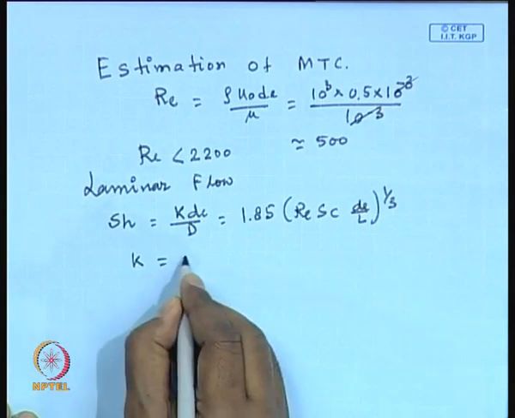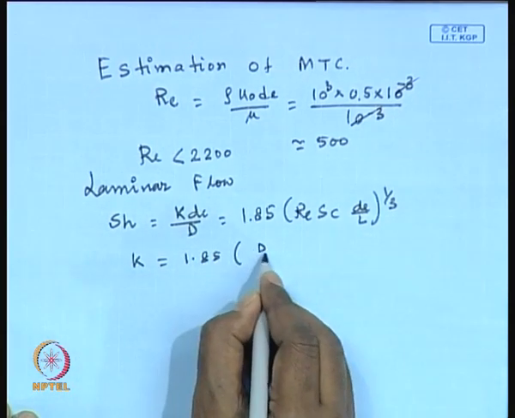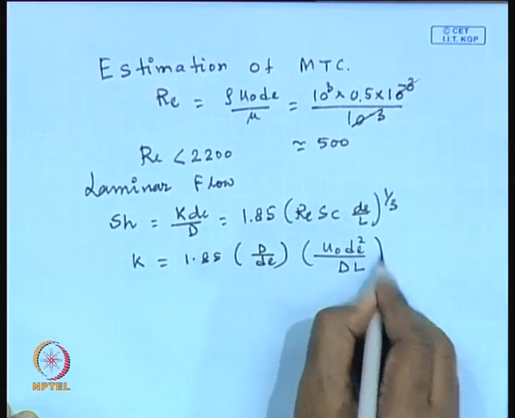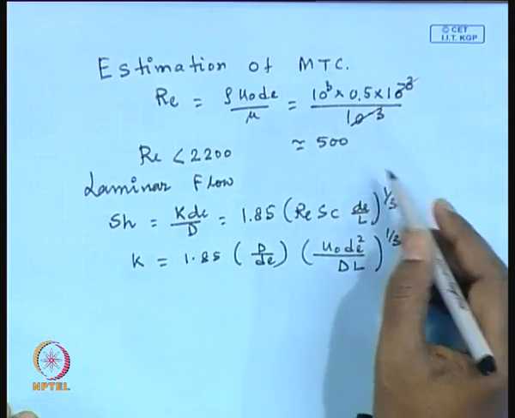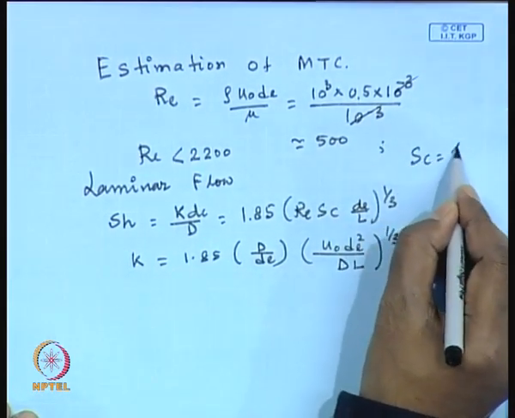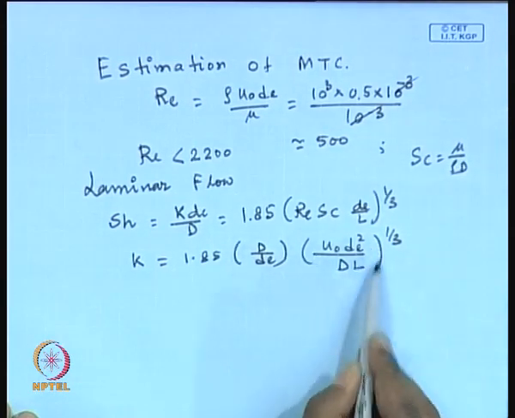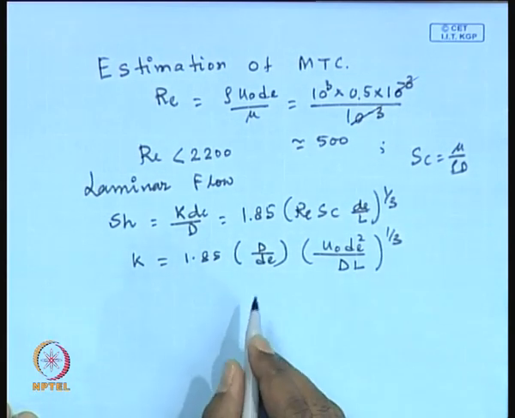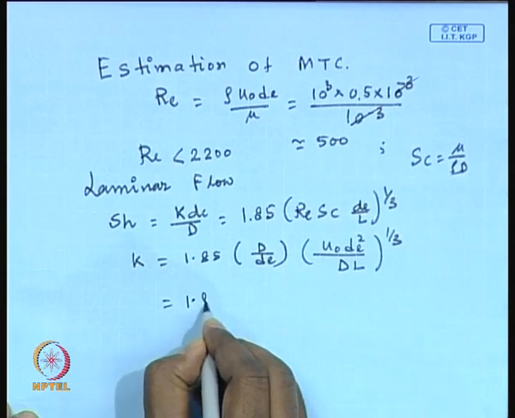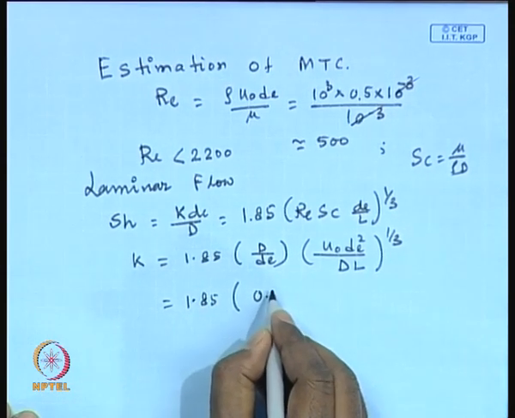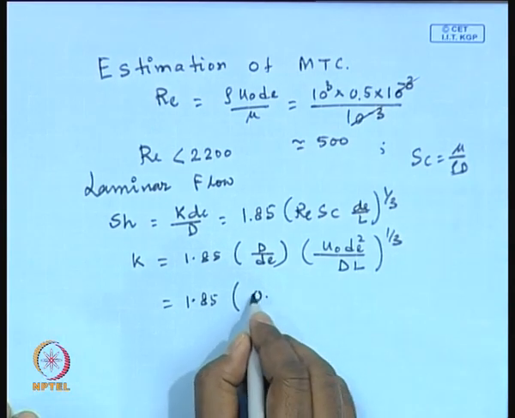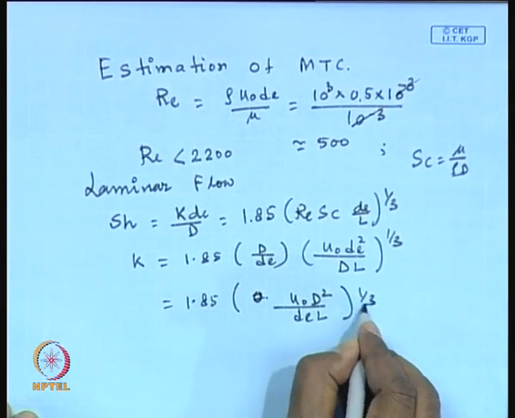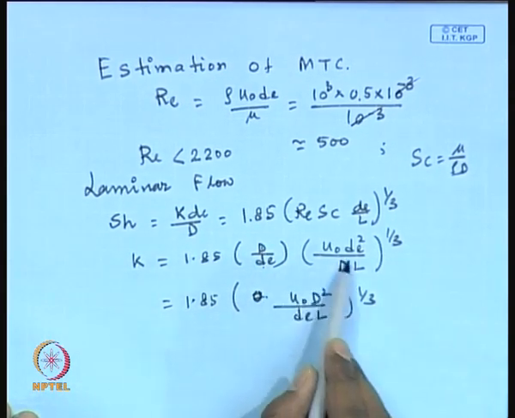So, this K becomes 1.85 d by dE u 0 d square by dl raised to the power 1 upon 3. You put the expression of Reynolds number, you put the expression of Schmidt number, mu by rho d, mu and rho will be cancelled out in this bracket, and what is remaining will be u 0 d square by dl. Now, you put the values. If you put the values, it turns out to be, okay. So, this becomes u 0 d square by d times L raised to the power 1 upon 3.